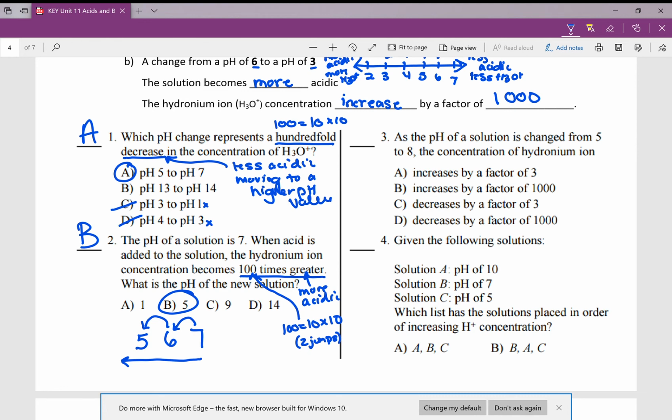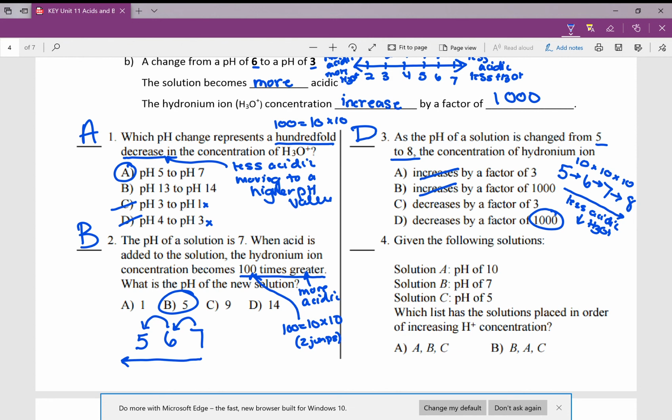All right, over on the right-hand side, I have a pH that goes from 5 to 8. So I'm going from 5 to 6, 7 to 8. First off, as I move in this direction, I'm going to be becoming less acidic, so I'm going to decrease my amount of hydronium. So the first thing is I'm going to get rid of A and B because I should be decreasing it. And then just remember, each jump is a times 10. So 10 times 10 times 10. I have 3 jumps, so that would give me 1,000. So my final answer there would be D.